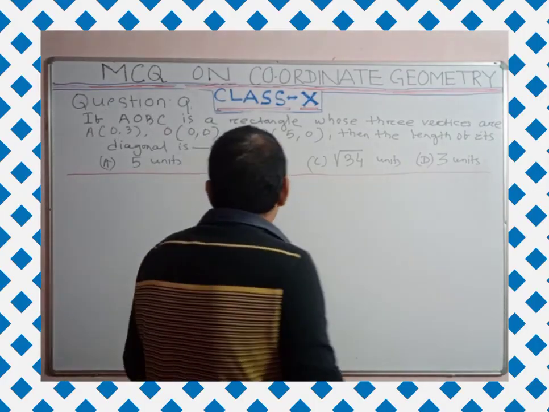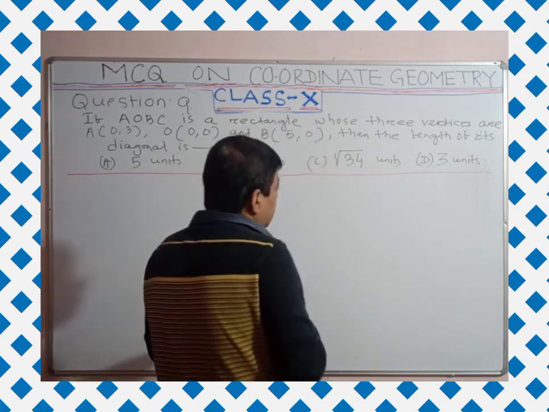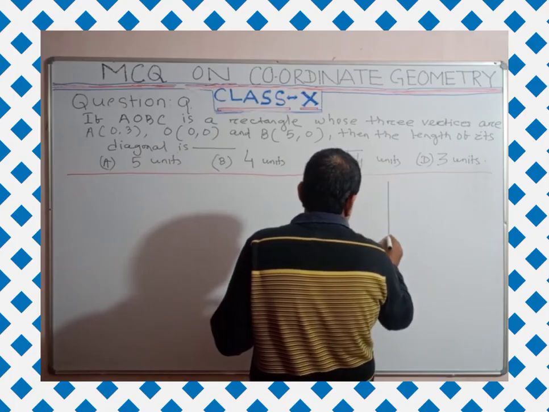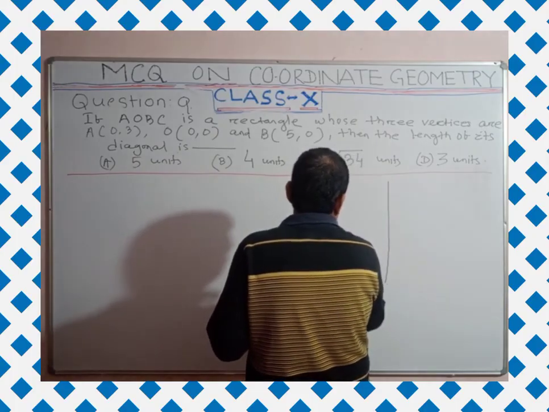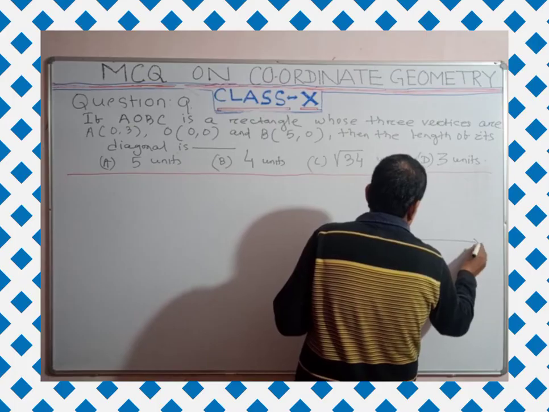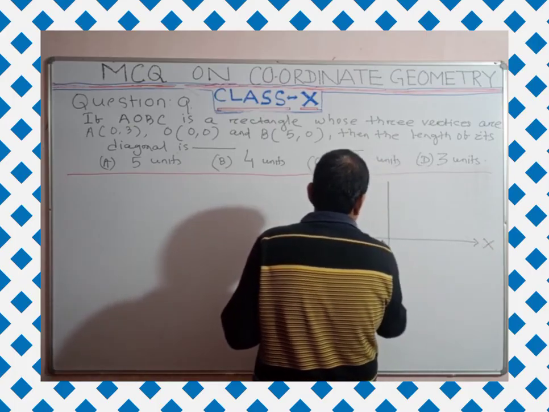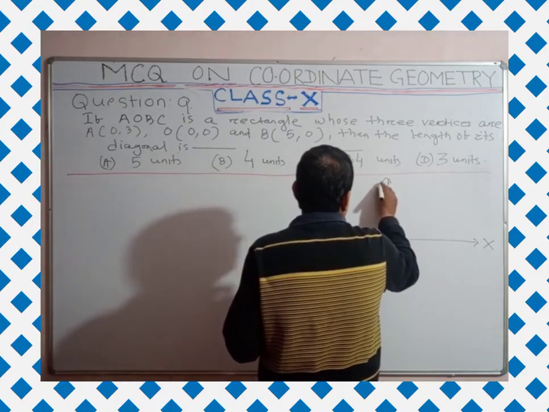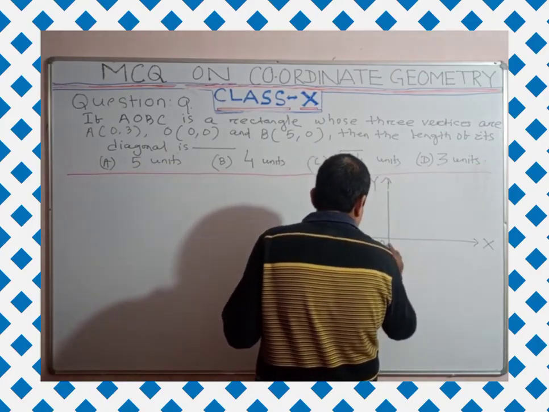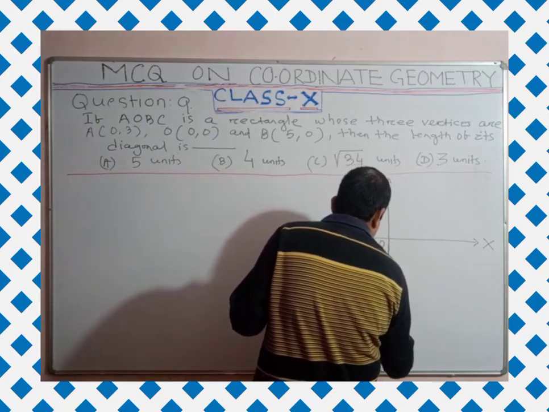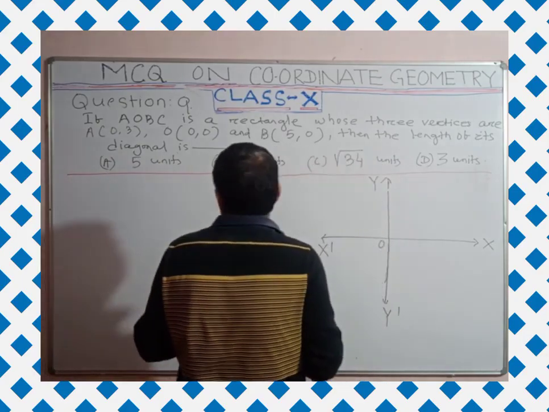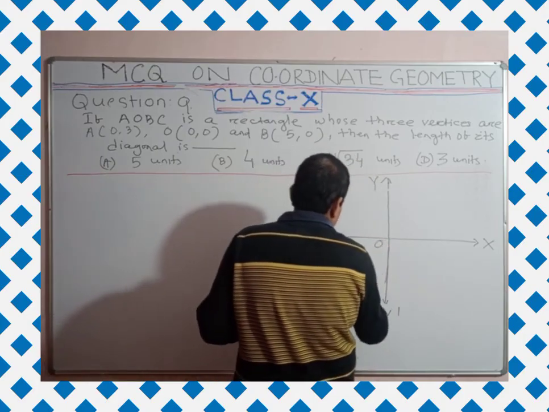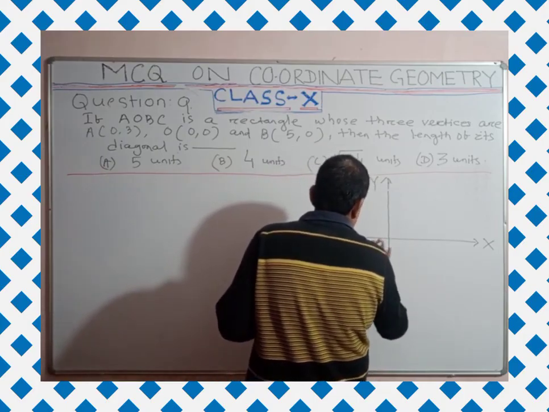Understand? Let us see carefully. Three points are given. What kind of points are given? Let us draw the coordinate axis. This is the x-axis and this is the y-axis. Here the coordinate (0, 0) means one of the vertices of the rectangle is at the origin. Yes or no? It is at the origin.